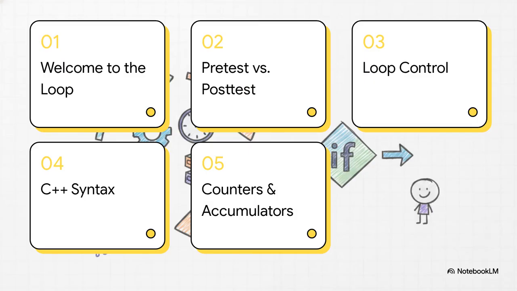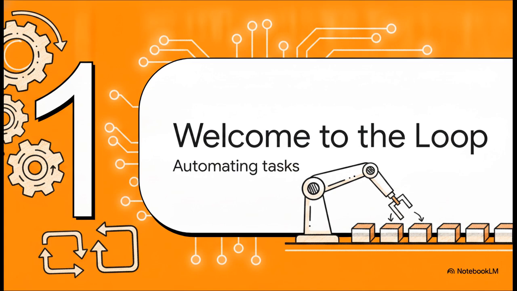All right, here's our roadmap for this explainer. Number 1, welcome to the loop. Number 2, pretest versus post-test logic. 3, loop control and sentinels. 4, C++ syntax for while and for loops. And finally, number 5, counters and accumulators. Section 1. Welcome to the loop, automating tasks.